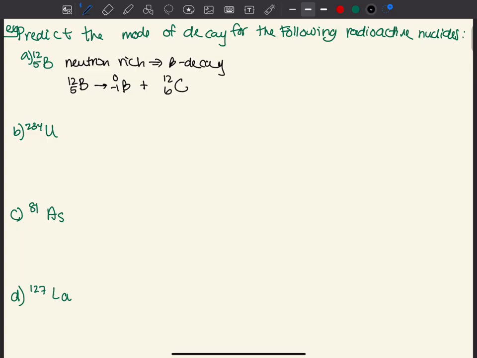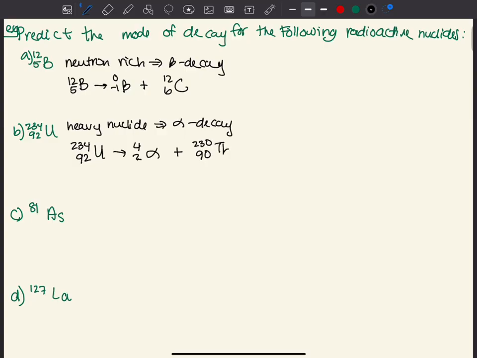Now, if we look at the next one, uranium has 92 protons. So my Z is greater than 83. So this would be a heavy nuclide. And remember, if we have a heavy nuclide, it will undergo alpha decay. So it is going to start off with my original nuclide. It will emit an alpha particle. My number on the top is going to go down by 4. My number on the bottom will go down by 2. And if we look at who belongs to 90, we have thorium. So this would be the nuclear reaction that uranium-234 could undergo.